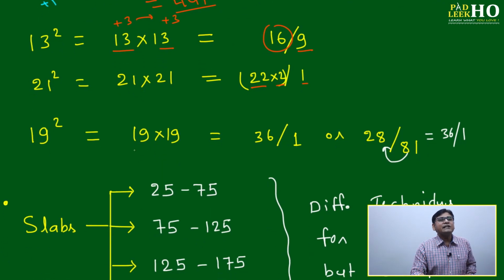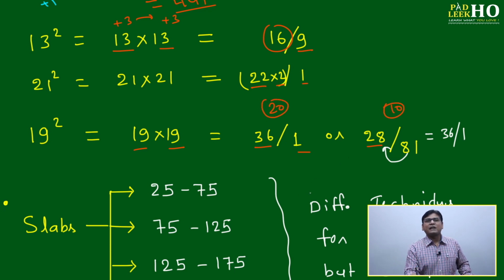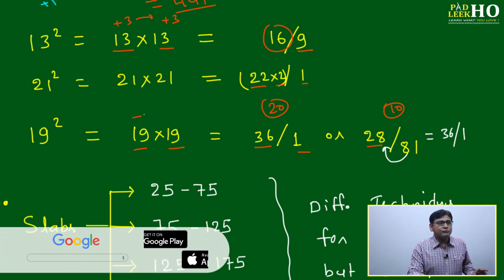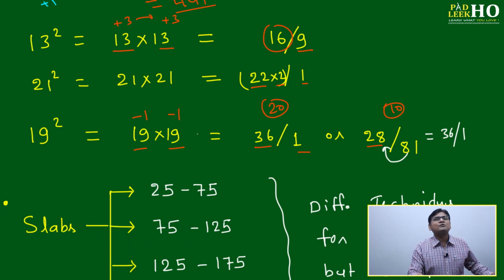19 square, 19 into 19, or you can say here 36 into 1, or 28 into 81, either one. What is the difference? Here we have taken base 20, and there we have taken base 10. That's the only difference. Here for 19 and 19, if you take base 20, it becomes -1 and -1, and the multiplication of -1 and -1 becomes 1. Now take 19 minus 1, which becomes 18, and 18 into 2 becomes 36.